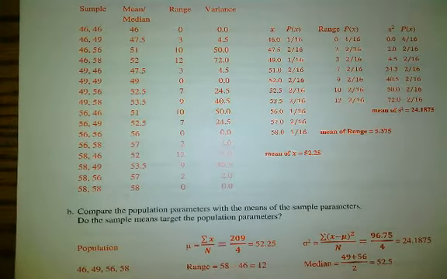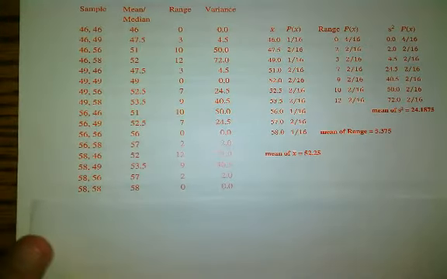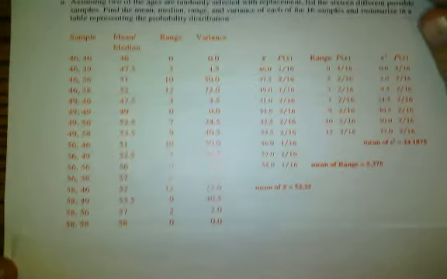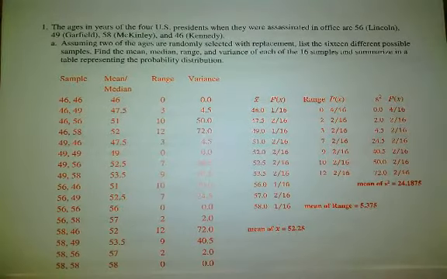So first thing we're going to look at is we have the ages here of 4 U.S. presidents when they were assassinated in office. Their ages were 56, 49, 58, and 46.